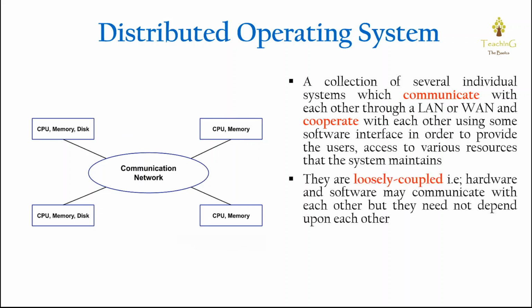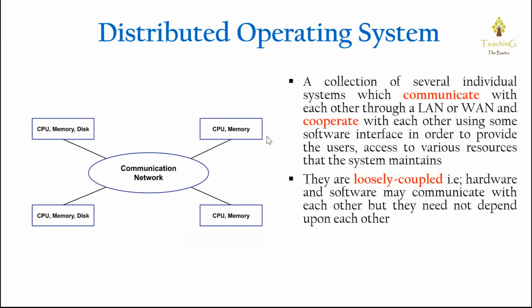Okay, and they are loosely coupled. That is, the hardware and software may communicate with each other, but they need not depend upon each other. So this is an individual machine, and this is an independent machine. It has got all the capabilities to work alone. It is just taking the help of this other machine just to perform some specific work. Otherwise it has got all the capability to work alone.